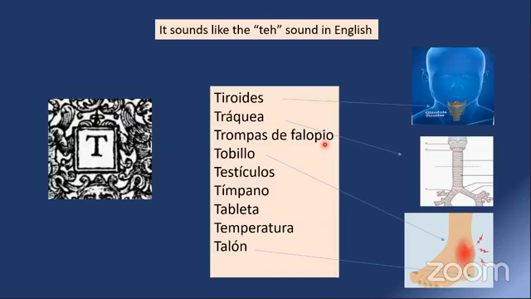The patient can tell you, oh, I had surgery in the trompas. Then you know that's the fallopian tubes. We call them trompas. Tobillo is all this area here. It's the ankle area, not a specific spot. It's more like the joint, tobillo. Testículos, tímpano, tympanic membrane, tímpano, tableta. You know what that is? It's a tablet.